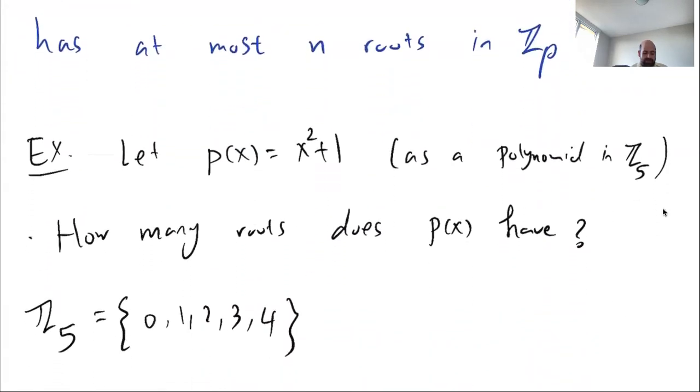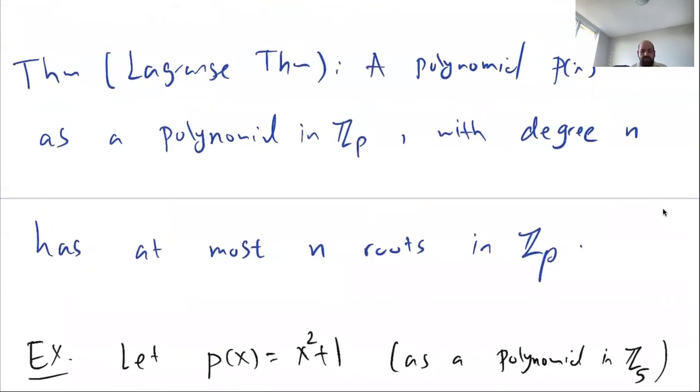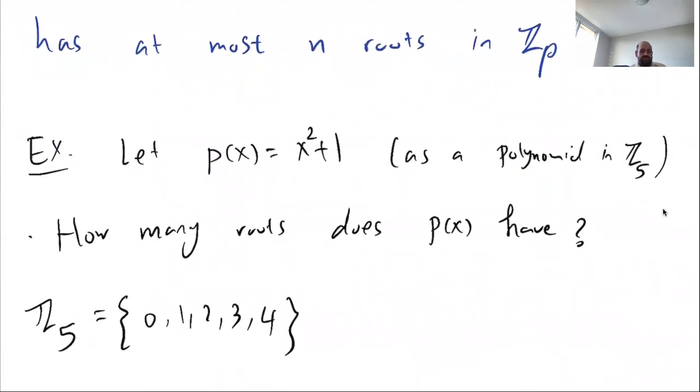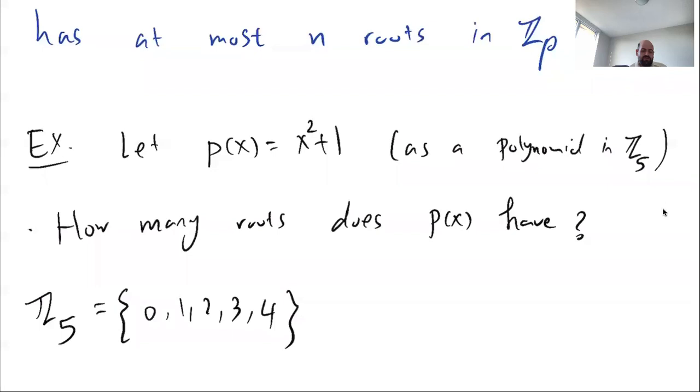What is the degree of p of x? Degree of p of x here is 2. So p of x can have at most 2 roots. So there are 5 potential candidates for roots, which are 0, 1, 2, 3, and 4. But according to Lagrange theorem, at most 2 of these 5 numbers can be a root for p of x.